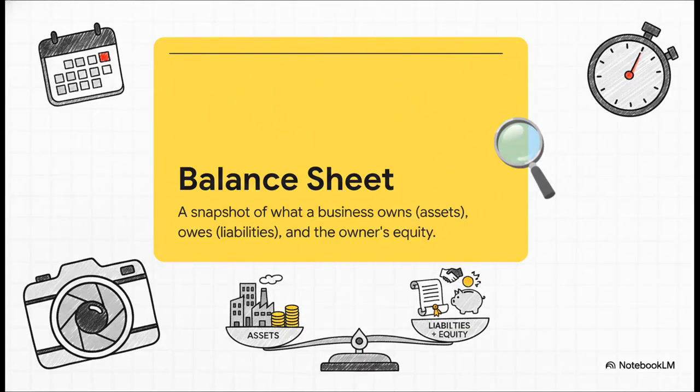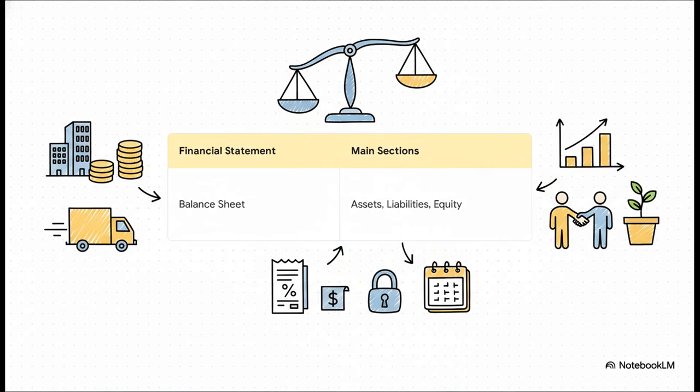Next is the balance sheet. Now, a key difference from the income statement, which covers a period of time, is that the balance sheet is a snapshot. It's designed to present the precise financial position of an entity on one specific day. It does this through the fundamental accounting equation. It balances what the business owns, its assets, against what it owes, its liabilities. Any value left over belongs to the owners, and this is defined as equity.